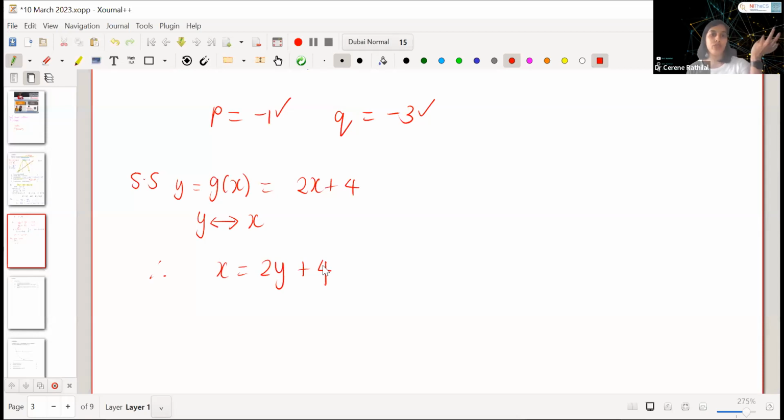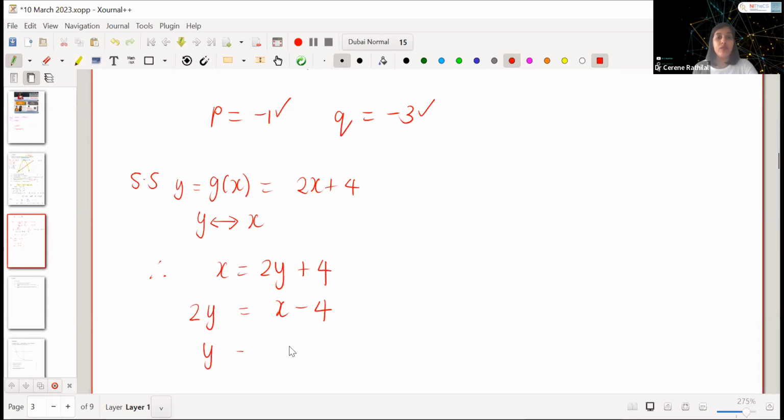And then what do I need to do? I now need to solve for y and make y the subject of the formula to get out the description of g inverse. That is the idea. Okay, we already have some answers coming through, but let's solve this together. So I then see that 2y equals x minus 4. Okay, we can observe that by subtracting 4 from both sides.